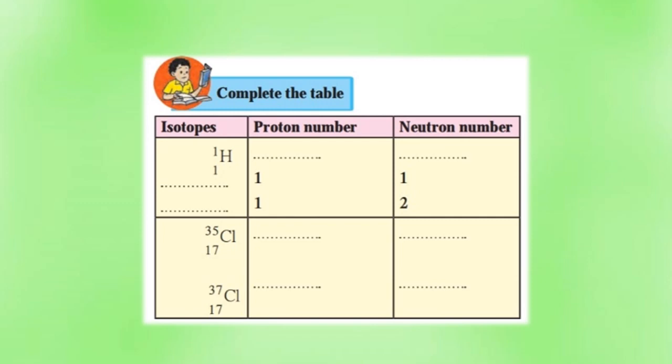We have one more table here. In the very first column we can see 1H1. Now here we have to write the number of protons. Number of protons means the atomic number. The number which is written down is the atomic number. So we have 1 and the number of neutrons is 0. Why 0? Because at the top the number of protons and neutrons together we sum up and write. But here only 1 is written and hence neutron number is 0.